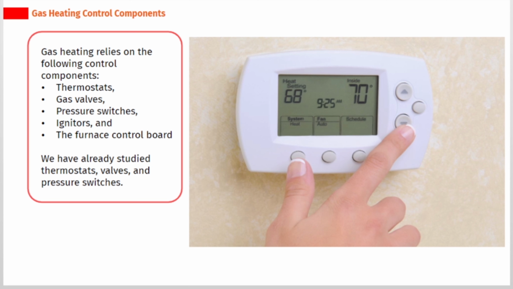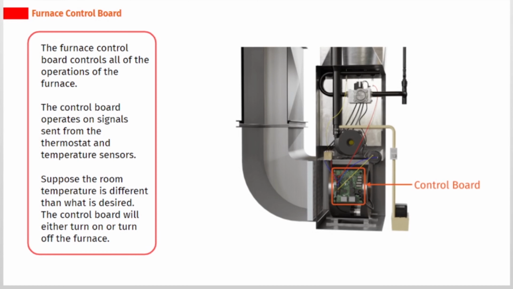We have already studied thermostats, valves, and pressure switches. The furnace control board controls all of the operations of the furnace. The control board operates on signals sent from the thermostat and temperature sensors. Suppose the room temperature is different than what is desired. The control board will either turn on or turn off the furnace.